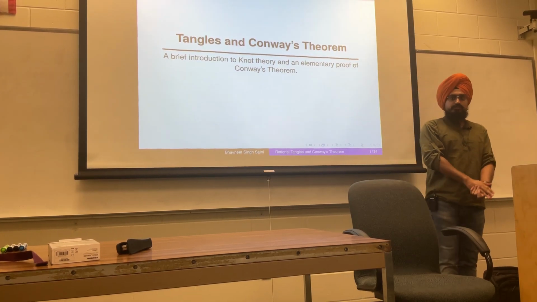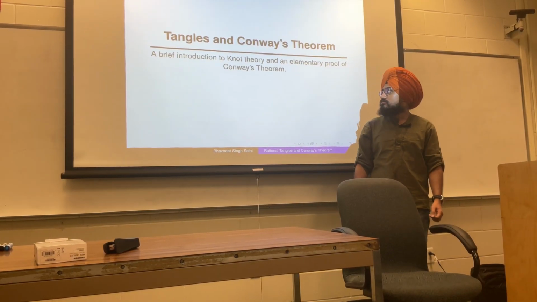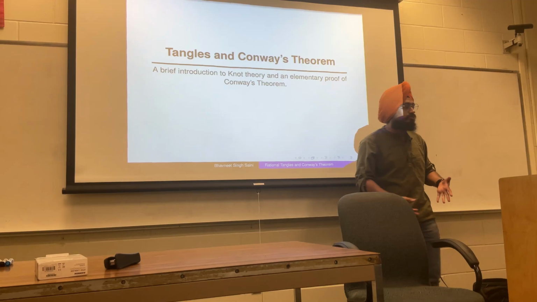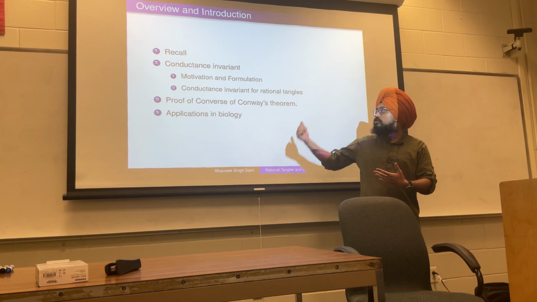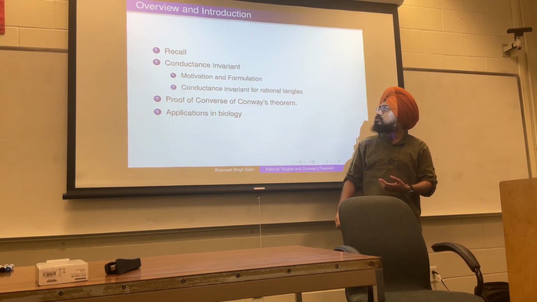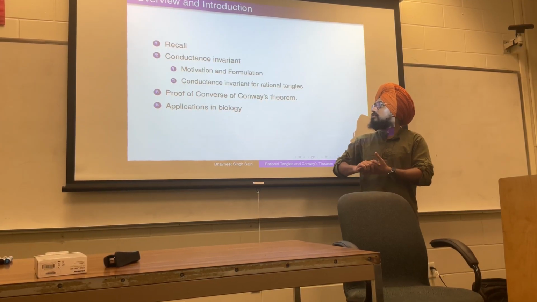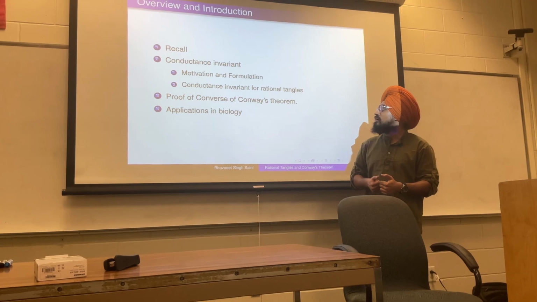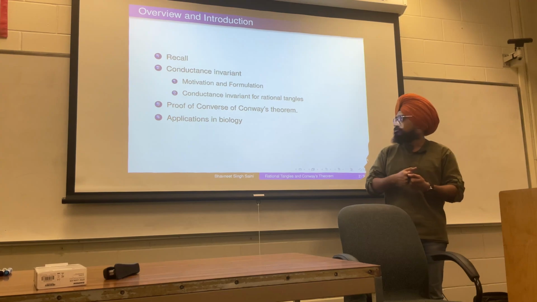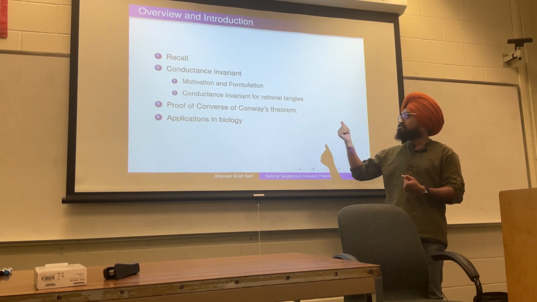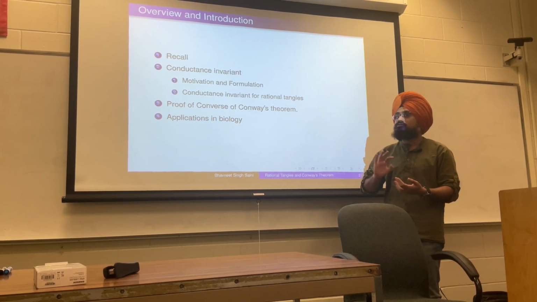Okay, so the first talk, we introduced what rational tangles are, and then we looked at Conway's theorem, and we proved one direction of Conway's theorem. So, first of all, an overview of this talk. We will recall what we did last time, and then we will move on to a new definition of a new invariant of knots, which we call a conductance invariant. We will motivate its definition and look at its formulation, and then we will define the conductance invariant for rational tangles. Then we will use that definition to prove Conway's theorem, and if there's still time, we can look at one of the applications in biology.